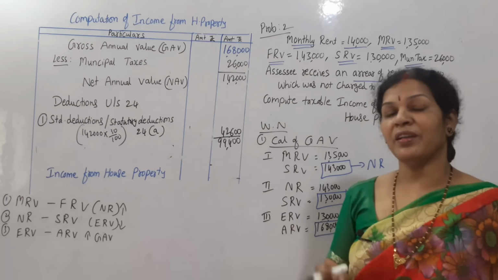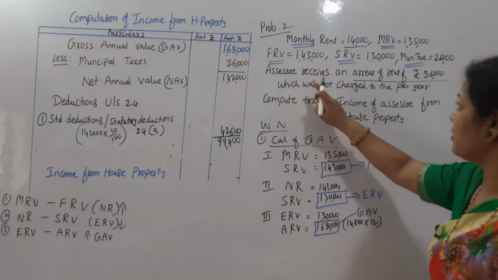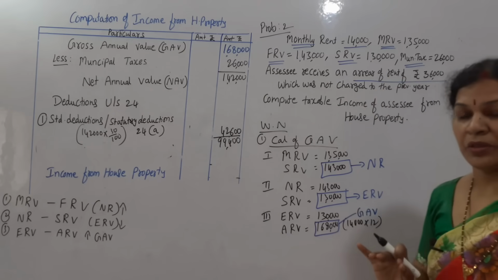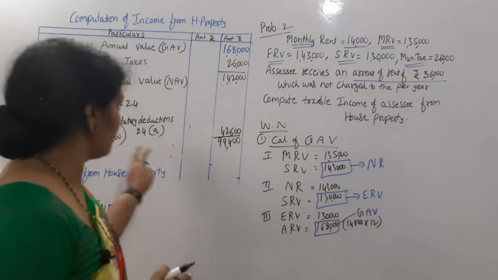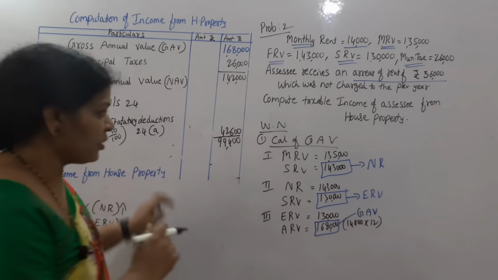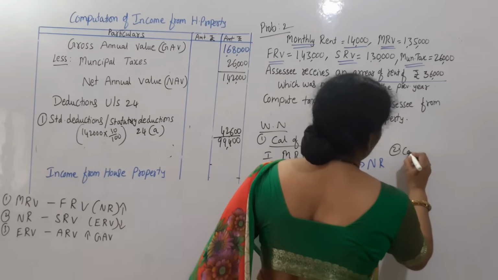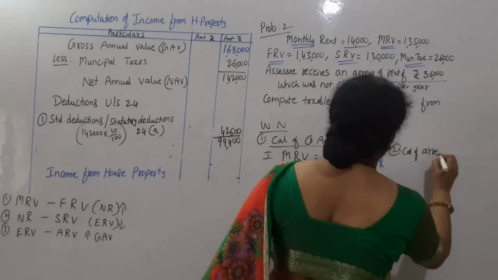Is this the final amount of income from house property? No, there is another adjustment. SSC receives an arrear of rent of 36,000. Rent he received 36,000. On rent also he will be getting deduction just like here. So that is why you can show it in working notes. Calculation of arrears on rent.